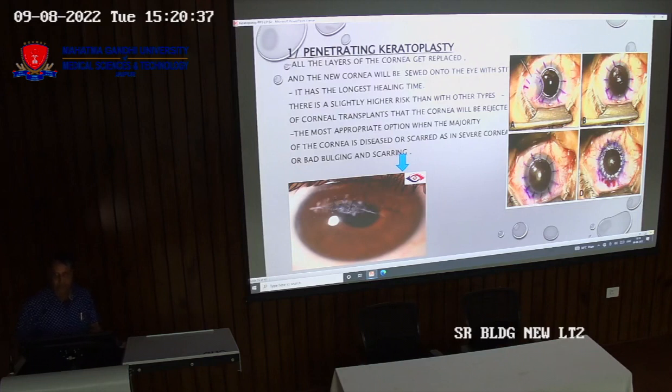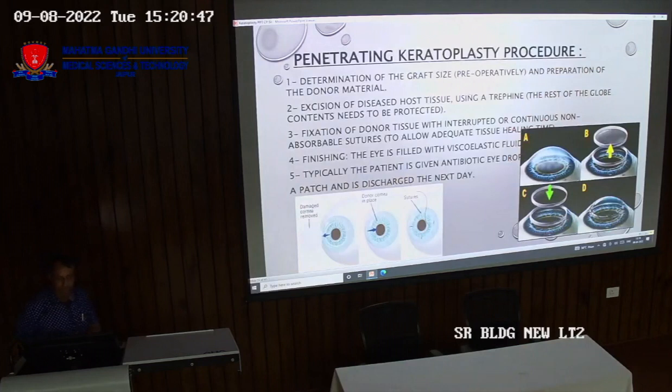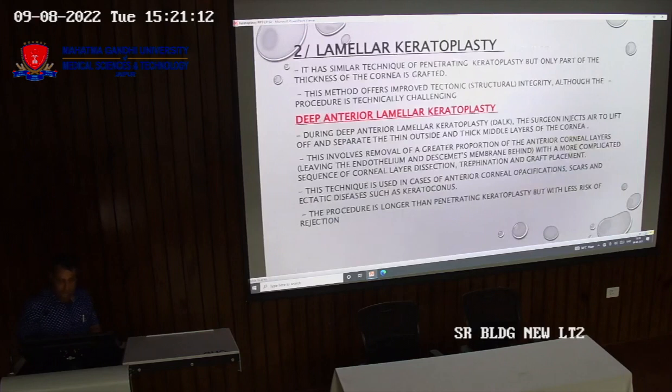So nowadays this procedure is decreasing day by day and we are shifting to lamellar keratoplasty. Procedure: determination of graft size preoperatively and preparation of the donor material, excision of the diseased host tissue using a trephine, fixation of donor tissue with interrupted or continuous non-absorbable sutures, and the eye is filled with viscoelastic fluid to maintain the anterior chamber, and pad and patch done and removed on the next day of the surgery.